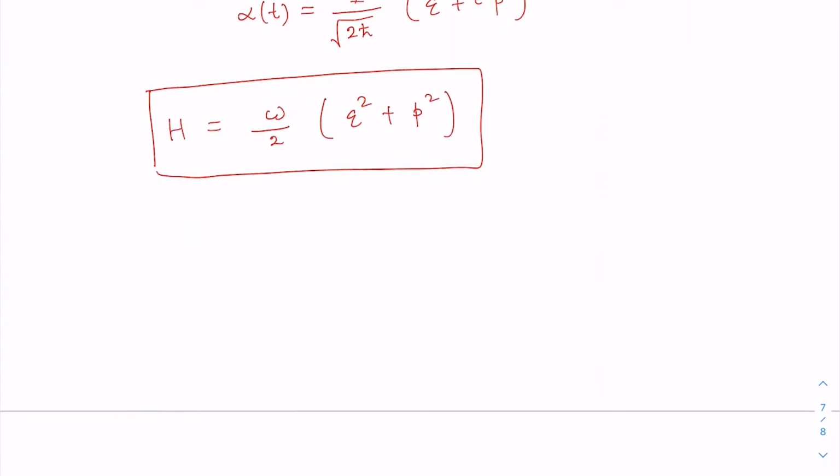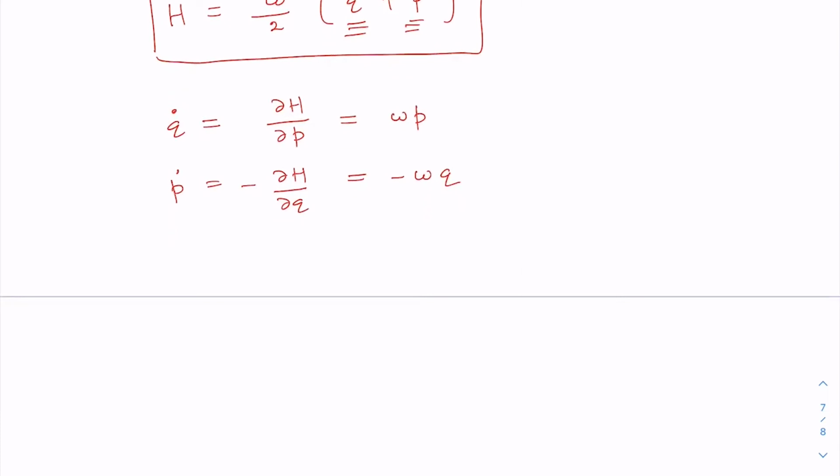The task at hand now is to convince ourselves that Q and P are canonically conjugate variables. We know that Q and P are canonically conjugate variables provided they satisfy the so-called Hamilton's equations of motion. Hamilton's equations of motion for Q and P are as follows: Q dot is equal to del H del P and P dot is equal to minus del H del Q. So you can immediately write Q dot is equal to omega P and P dot is equal to minus omega Q.